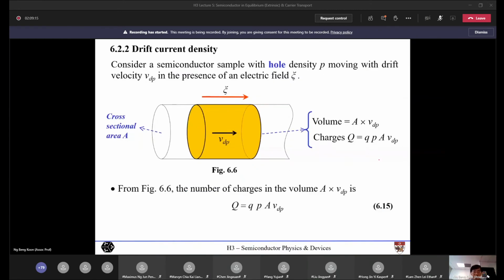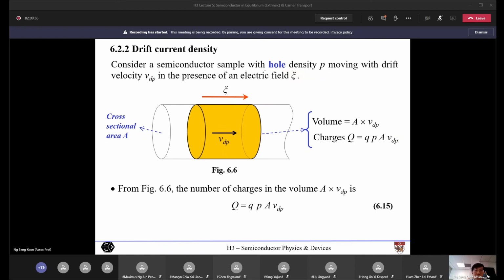Okay. So having defined the parameters that describe how the carriers move under the influence of an electric field, we are now ready to derive the drift current for a semiconductor. What's the drift current in a semiconductor? How do you calculate it?